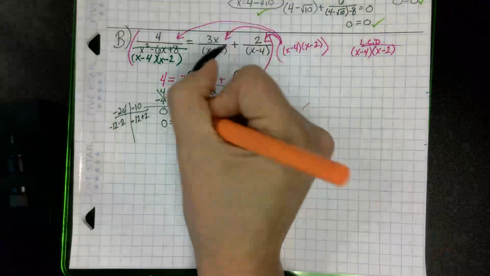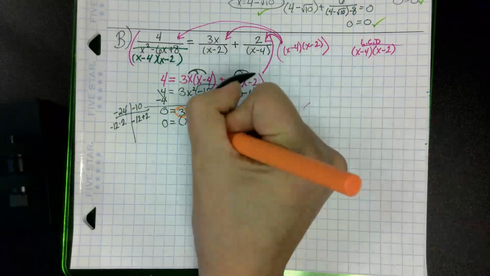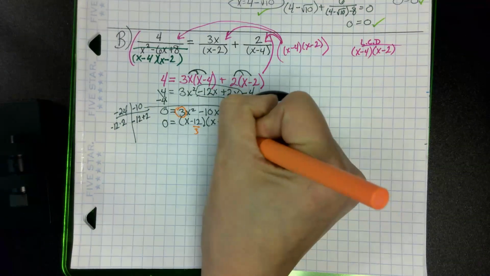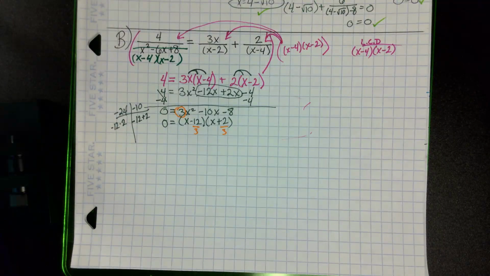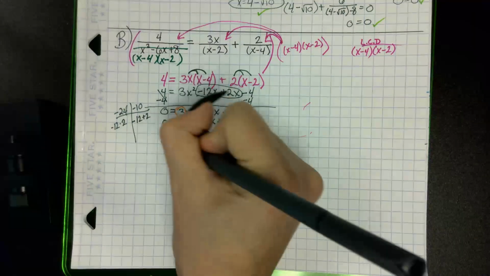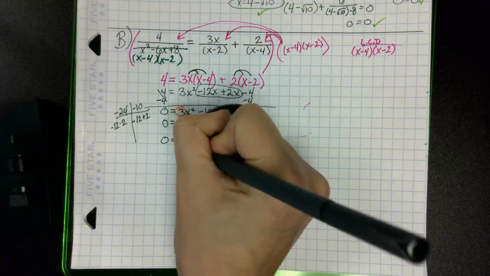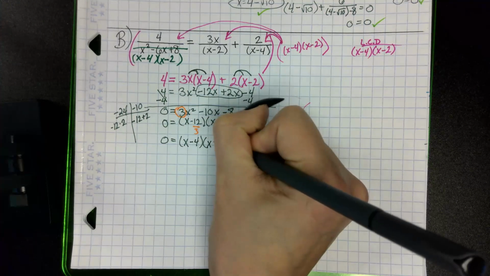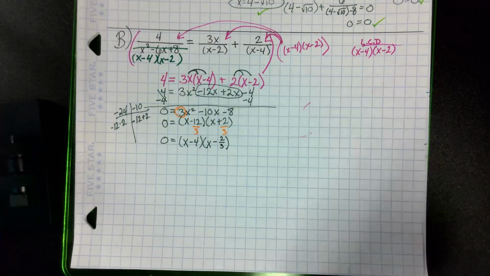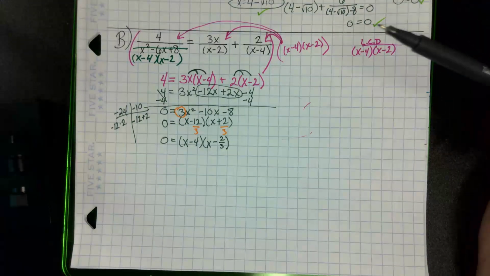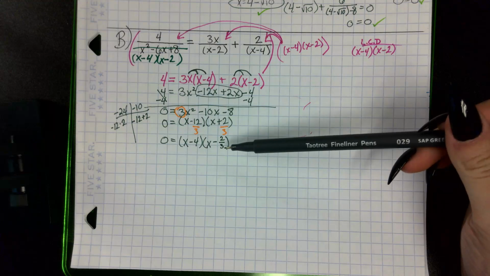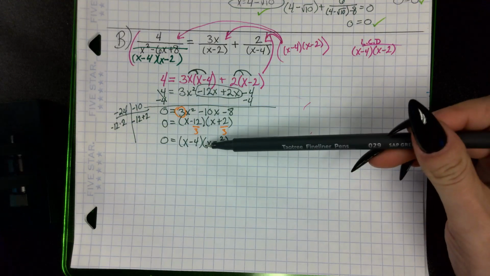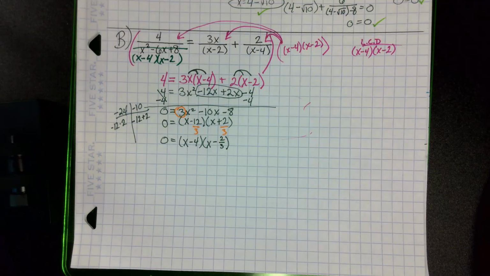Don't forget to divide by a. The a value is 3, so I need to divide both of these by 3. So 0 equals x minus 4 and x minus 2/3. So if it told me to factor, I would need to get rid of the denominator in this factor by moving it up in front. But I'm just solving, so I don't really need the factor. If you want to move it, you can, but you're just going to undo that in a minute.